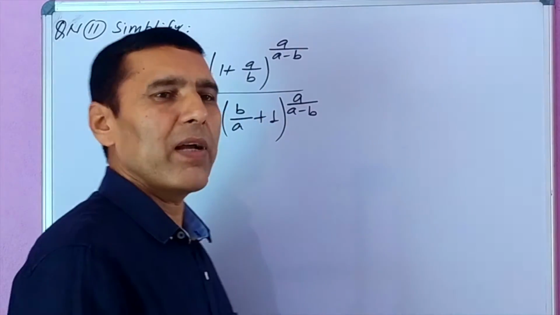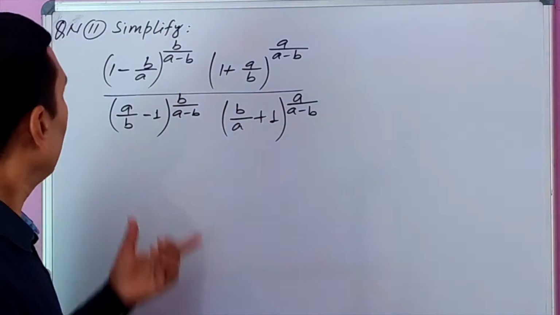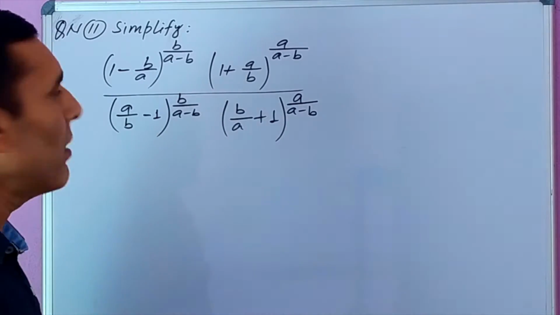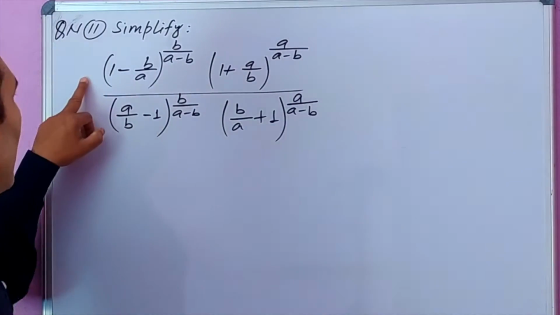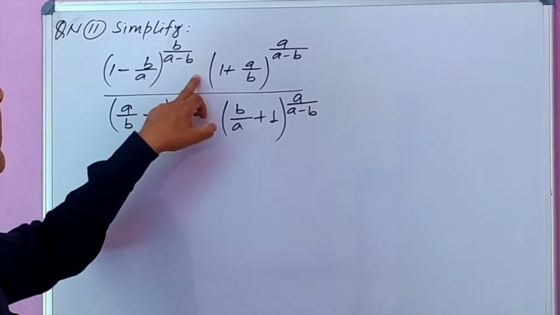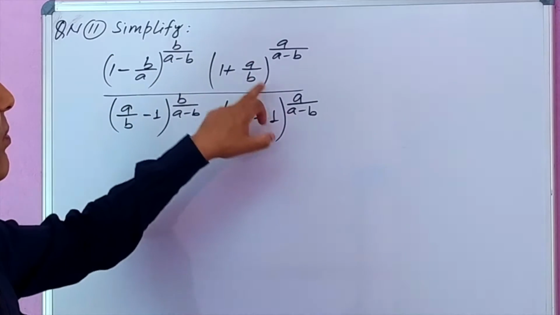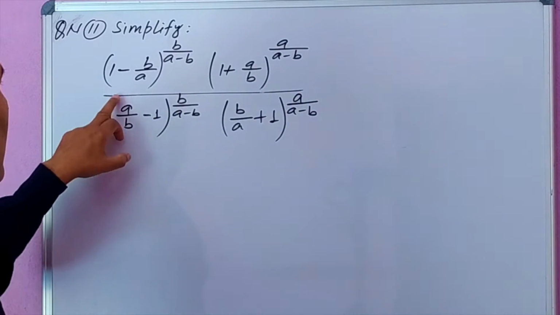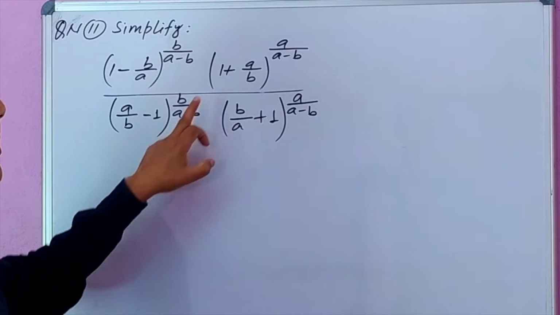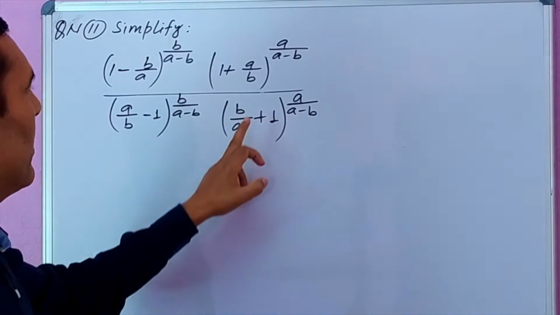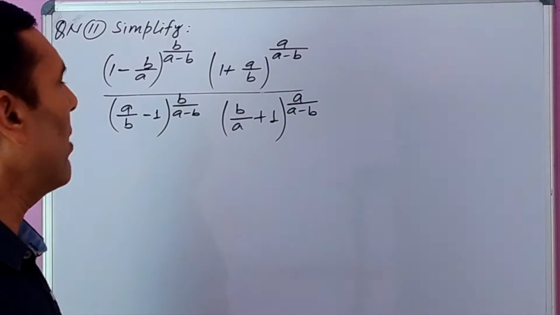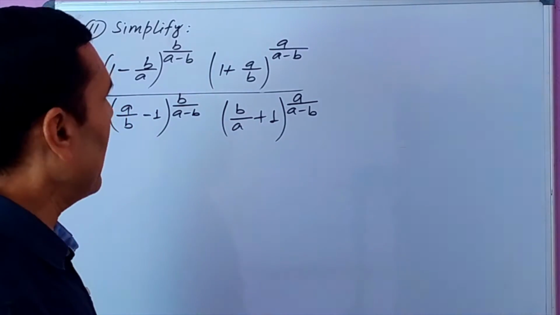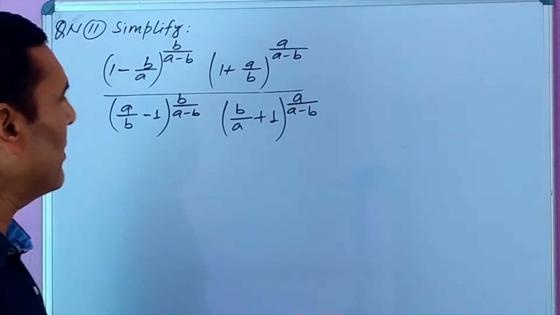Hello everyone, here we have another question from indices for simplification, question number 11. Our question goes like this: (1 minus b upon a) whole to the power b upon a minus b, into (1 plus a upon b) whole to the power a upon a minus b, upon (a upon b minus 1) whole to the power b upon a minus b, into (b upon a plus 1) whole to the power a upon a minus b. How can this question be simplified in an easy way?